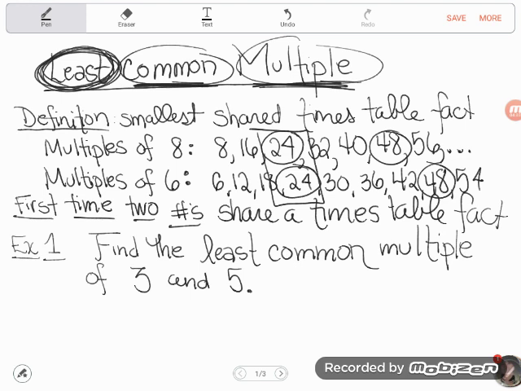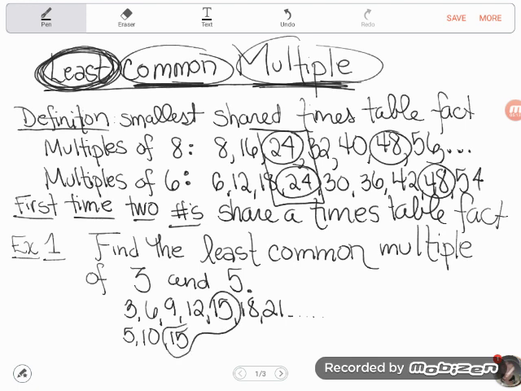Okay, so this method of just listing out the times tables is easy when the numbers are relatively small. For example, let's do example number 1. It says find the least common multiple of 3 and 5. So it would be really simple to just list out the 3 times tables. 3, 6, 9, 12, 15, 18, and I won't go on forever, because sometimes I go back and forth between my two times tables. So there's my 3s, there's my 5s, 5, 10, 15. There's no reason to go on anymore because I found the first time that they run into each other. It's at 15.